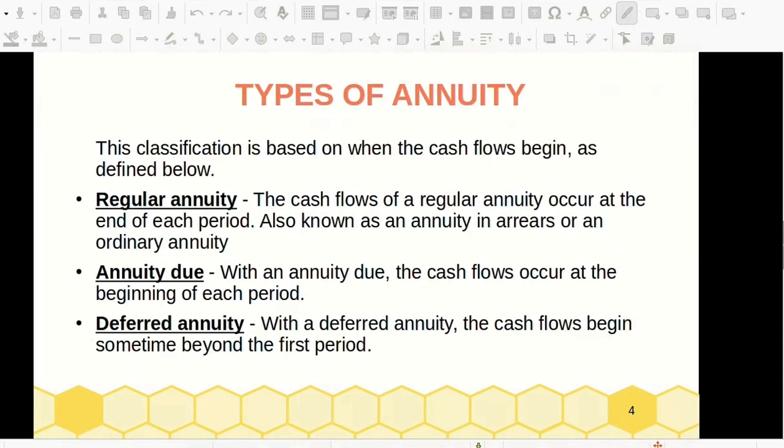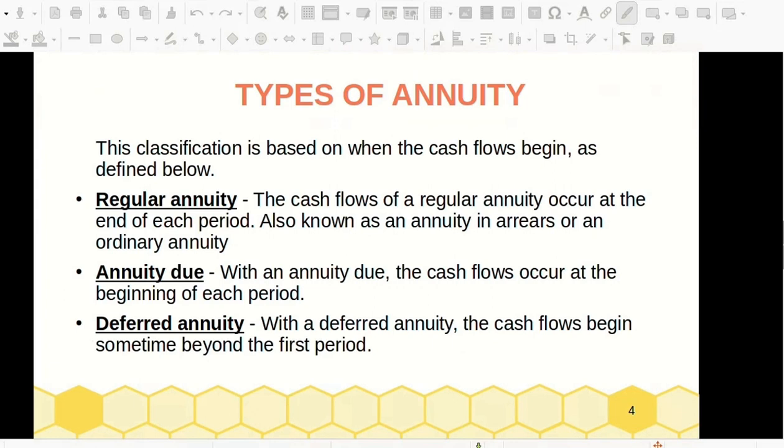Now, let's see what the types of annuities are. This classification is simple because it is based on when the cash flow actually begins. The first type is the regular annuity. Here, the cash flows occur at the end of each period. This is also known as an annuity in arrears or an ordinary annuity. The second is the annuity due. Here, the cash flow occurs at the beginning of each period. And the last type is the deferred annuity. Here, the cash flows begin sometime beyond the first period.